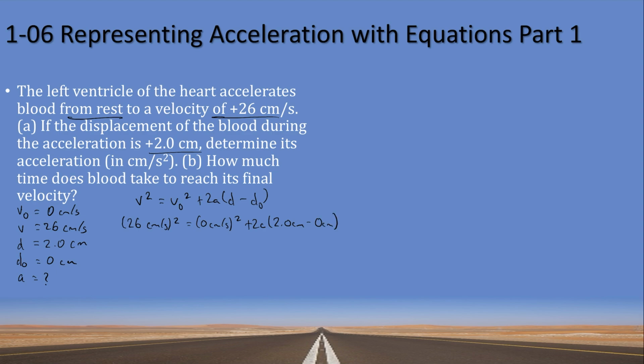26 squared is 676 centimeters squared per second squared. That would equal 4.0 centimeters times A. Divide by the 4 centimeters and you get 169 centimeters per second squared for your acceleration.